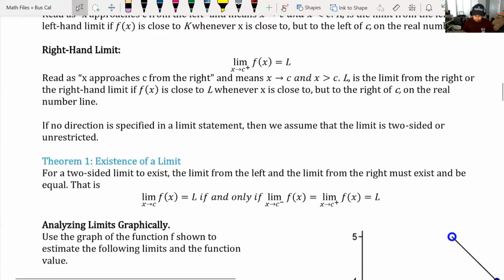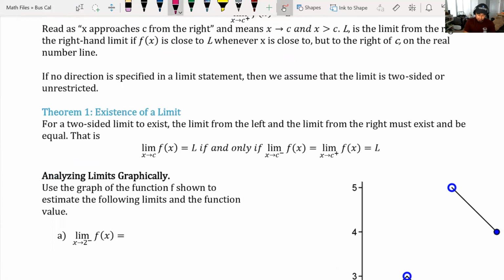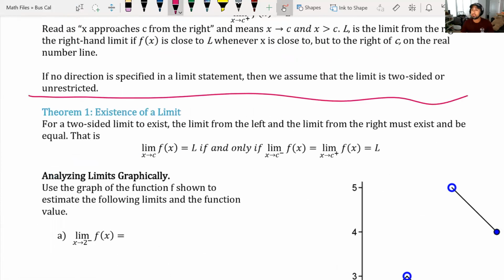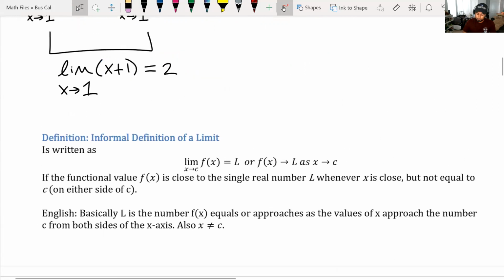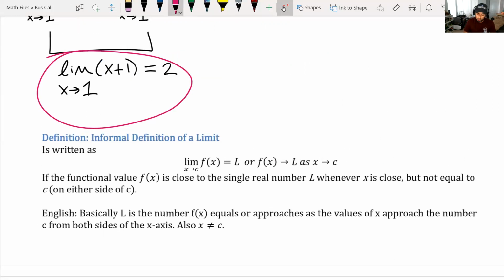Oh, first, let me see. Look at this little statement here. This says, if no direction is specified in a limit statement, this means we assume that we take the limit from both sides. So just like we had our final limit, there was no direction, there was no plus or minus. So this means we must take the limit from both sides. So that's all that says.